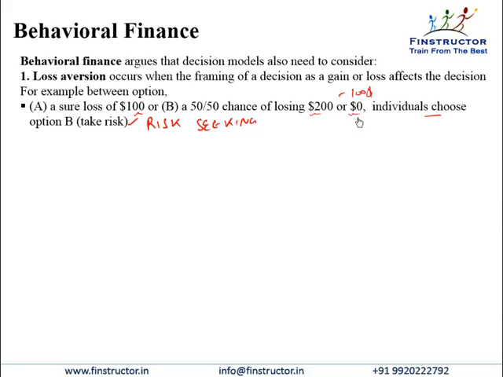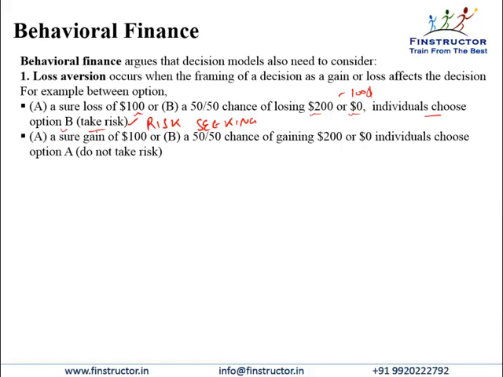So in such a case, we have normally seen that investors choose option B, that is, they take the risk. However, if we change option A to a sure gain of $100 and option B to a 50-50 chance of gaining $200 or gaining nothing, individuals for some reason now choose option A. That is, they do not take the risk. So they suddenly become risk averse. So behavioral finance argues that investors are not always risk averse. They can be risk seeking also and they can be risk averse also.